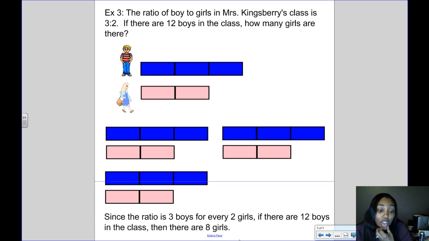So the ratio is 3 boys for every 2 girls. Keep in mind that's going to represent one group. And if there are 12 boys in the class, then there have to be 8 girls in the class. So tape diagrams help us have a visual of what each of the ratios are actually comparing. And then if we keep repeating the tape diagram, it can help us answer bigger questions.